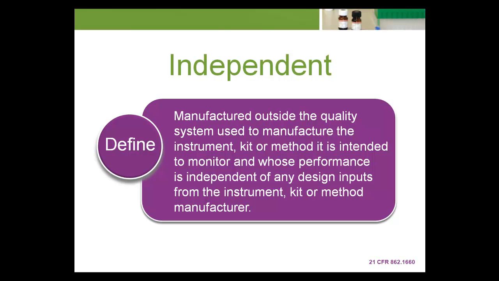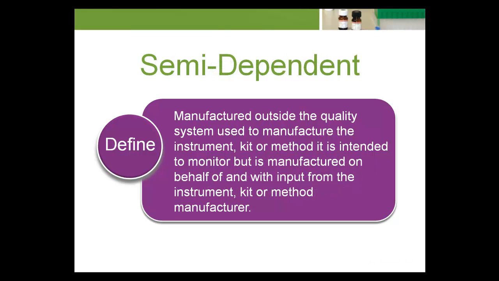Quality control material, assayed or unassayed, is a medical device intended for use in a test system to estimate test precision and detect systematic analytical deviations that may arise from reagent or analytical instrument variation. Semi-dependent control material is manufactured outside the quality system used to manufacture the instrument, kit, or method it's intended to monitor, but is manufactured on behalf of and with input from the instrument, kit, or method manufacturer.